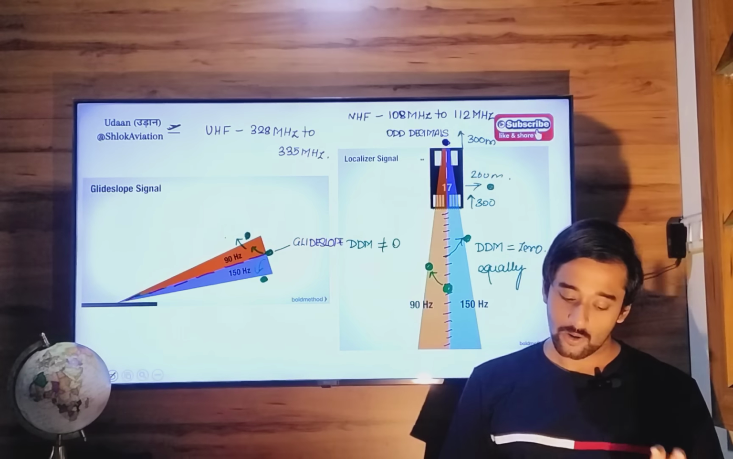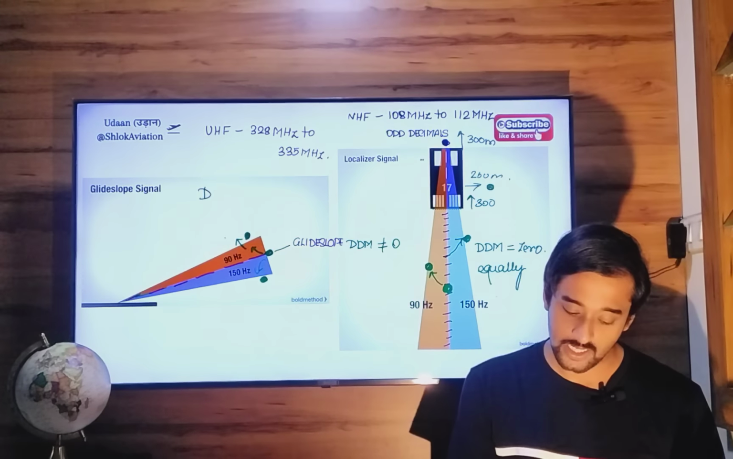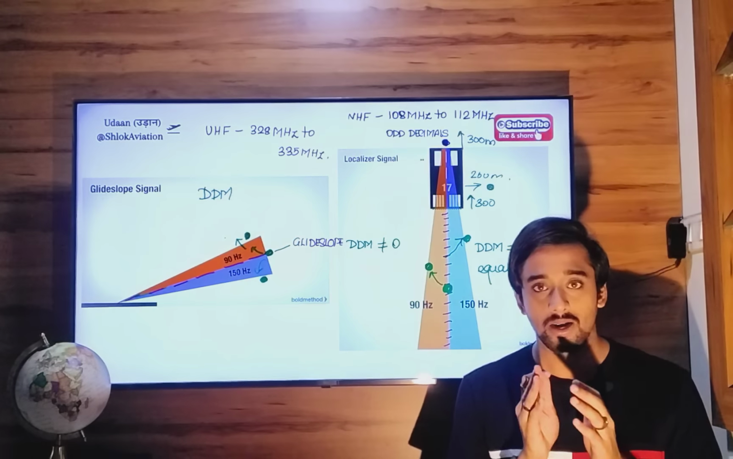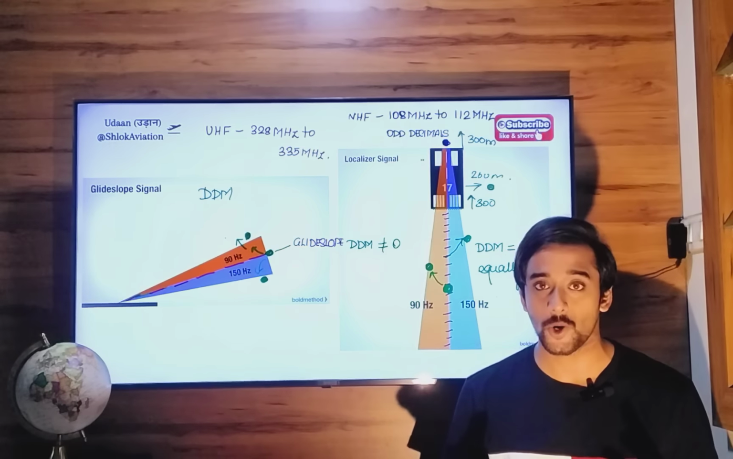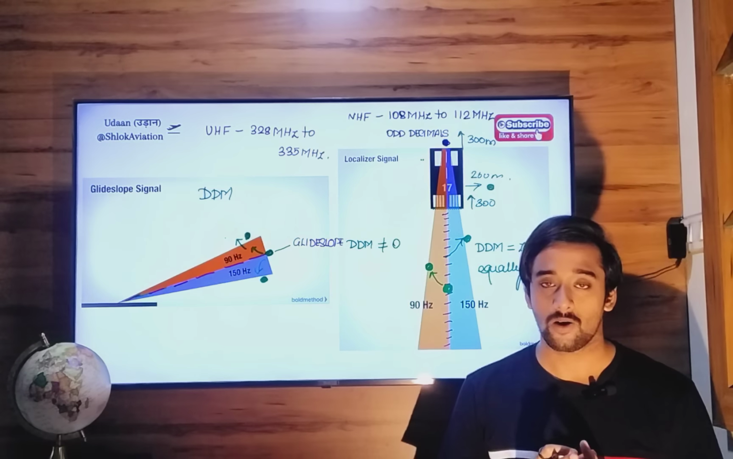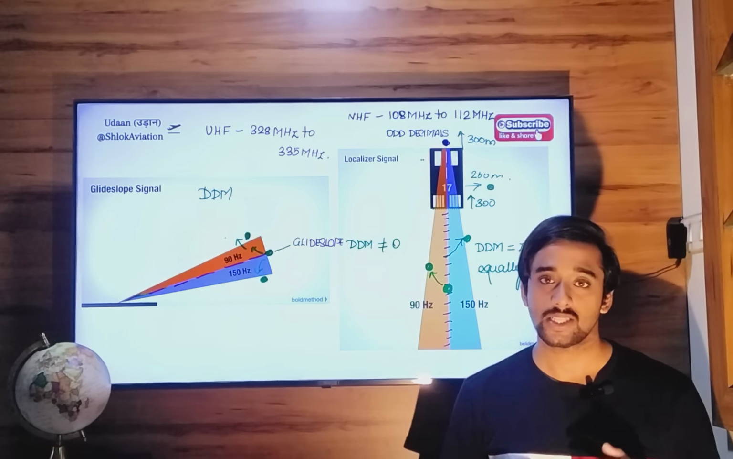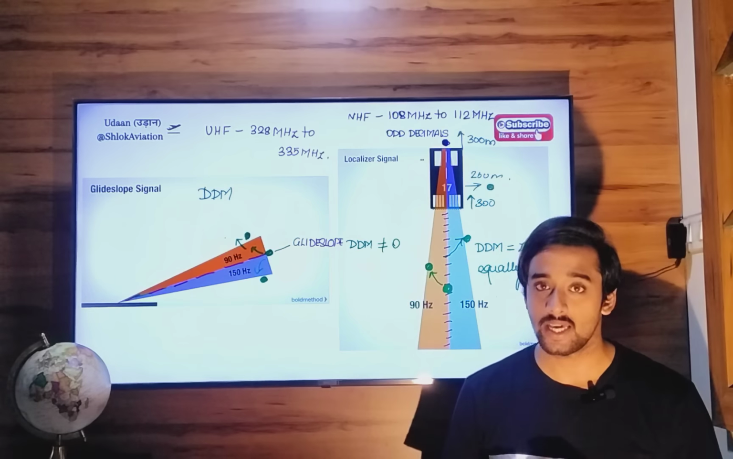So again, over here, the principle of operation is the difference in depth of modulation. When you are correctly positioned on the glide slope, the difference in depth of modulation is 0. When you deviate away from it, the difference in depth of modulation will increase linearly.